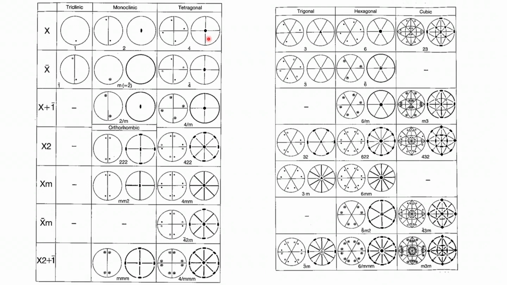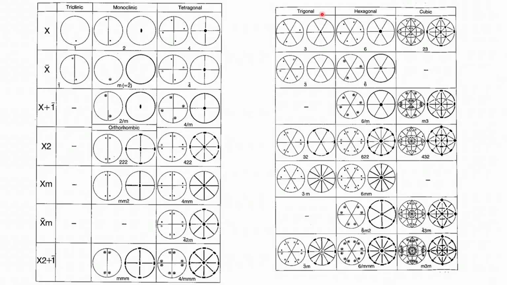Monoclinic has 3, orthorhombic has 3 and triclinic has 2. So this left hand side of this slide now covers 1, 2, 3, 4, 5, 6, 7, 8, 9, 10, 11, 12, 13, 14, 15. So we have covered 15 of the possible 32 point groups by going from triclinic to monoclinic to orthorhombic and lastly to the tetragonal system.